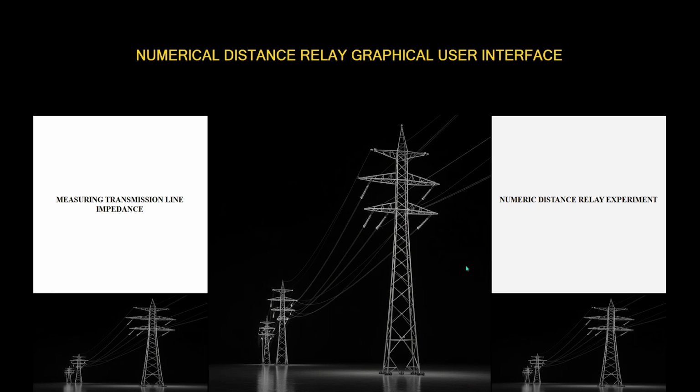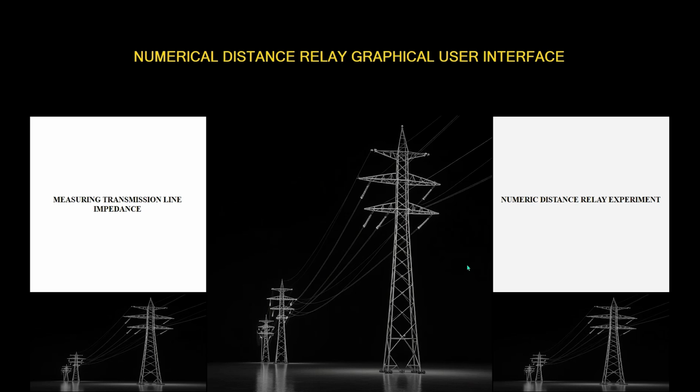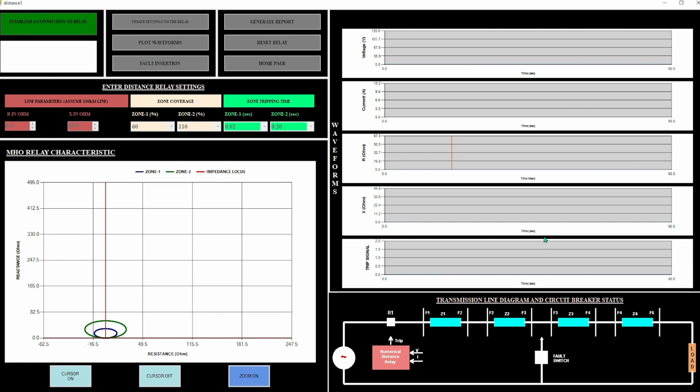We have already calculated the distance relay settings and the resistance and reactance of the 100% or 100 kilometer line. So it is time to do further experiments in the kit and ensure that the fault comes in the corresponding zone region. So open the software and click on the numerical distance relay experiment. A new GUI will open here. You can see the status of the breaker, the graphs, real-time fault graphs, zone relay characteristics, distance relay, etc.